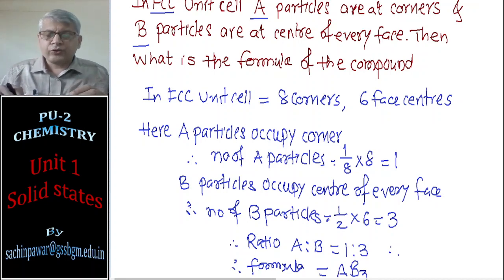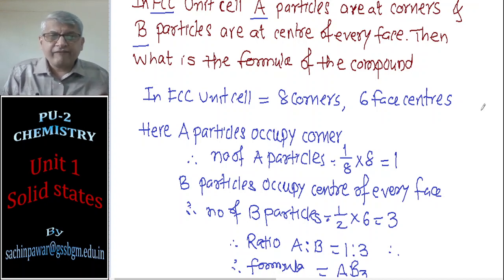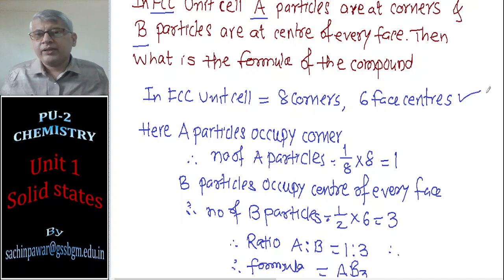So we can also find out the formula of the compound if we know the particles are occupying the corners, face centers or body center, or some fraction of them are occupying the body center or face center. That calculation we can find out based on this logic. This completes today's session. Here I have finished problems on calculating the number of tetrahedral and octahedral voids, and using that to find the formula of the compound. That's it for today. Thank you.